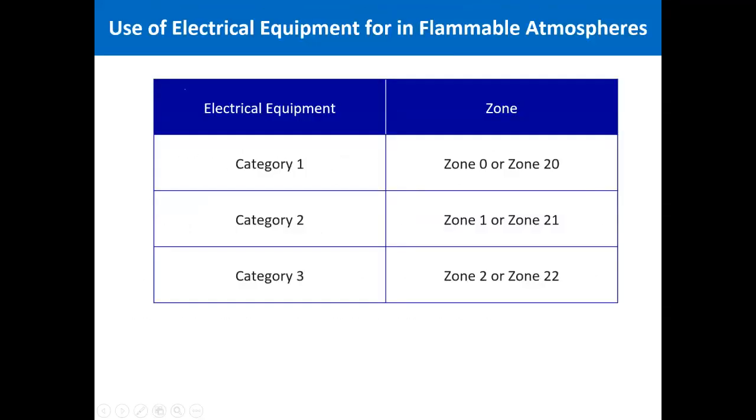Okay, then electrical equipment, again, you need to use the different categories of electrical equipment as per the zones. So category 1 equipment can be used for Zone 0. Category 2 equipment can be used for Zone 1, and category 3 equipment can be used for Zone 2.